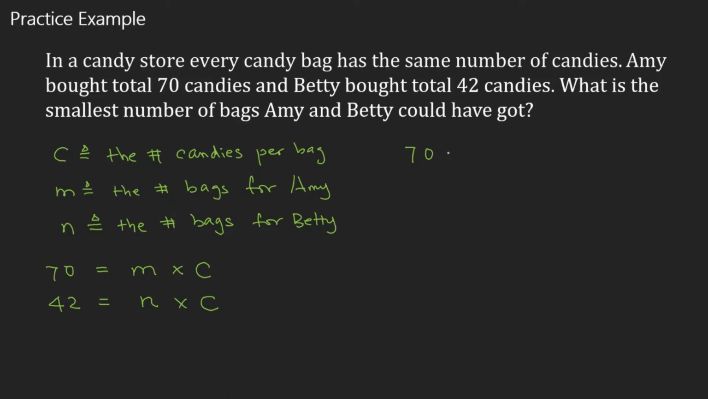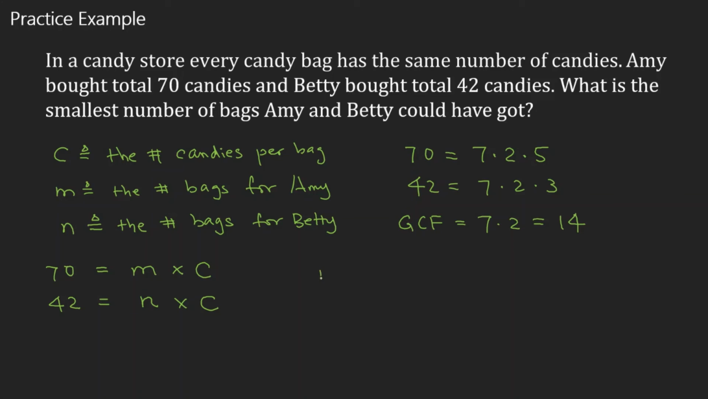So 70 is equal to 7 multiplied by 2 multiplied by 5. And 42 equals 7 multiplied by 2 multiplied by 3. So you can probably already see here the greatest common factor is 7 multiplied by 2, which is 14. So this 14 here is C, and that is the largest number of candies per bag.